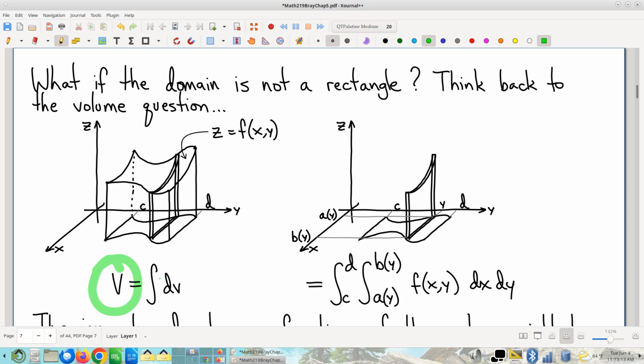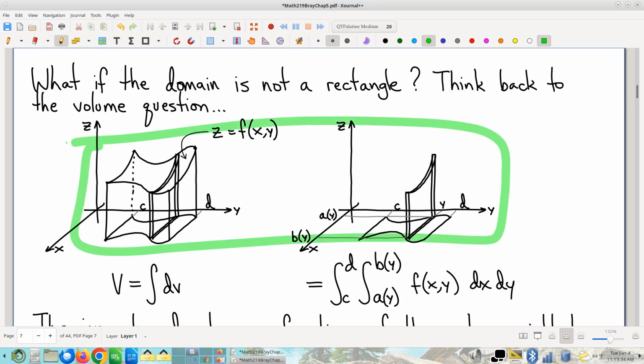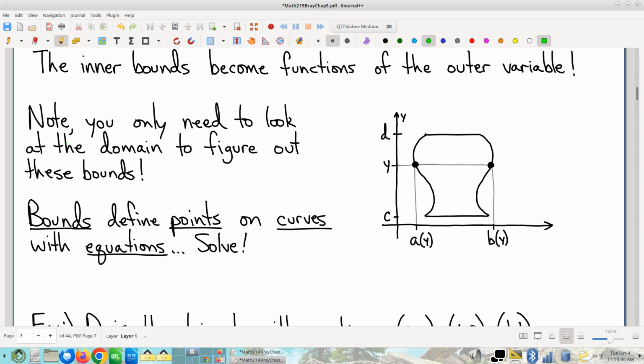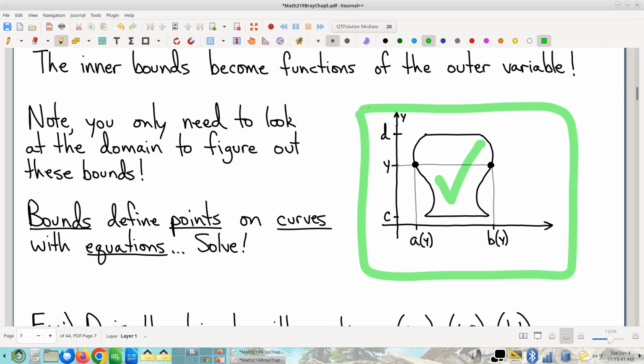And we argued that the iterated integral, because of the shape of the domain, right? The shape of the domain gives rise to functions that are the inner bounds. And we further argued that you don't even really need to see the three-dimensional picture to make this argument. We noticed that all that really mattered was the shape of the domain itself. And so we simplified and streamlined our picture to just look at the domain.